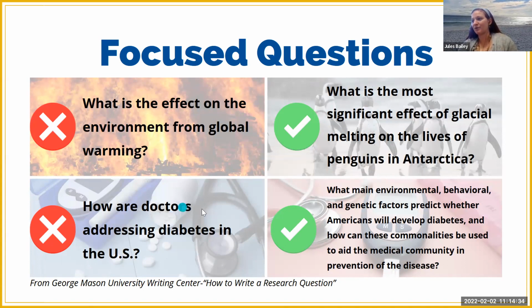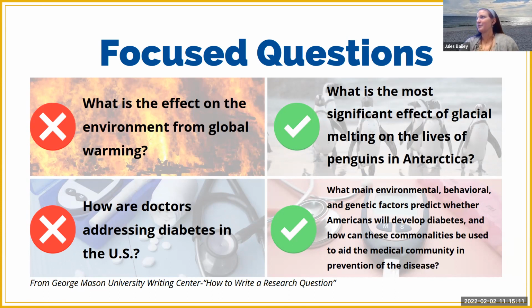Instead of just asking, how are doctors addressing diabetes in the United States? Your question could be, what main environmental, behavioral, and genetic factors predict whether Americans will develop diabetes? And how can these commonalities be used to aid the medical community in prevention of the disease? So you can see here, your questions are not general questions about a topic. They're specific questions that focus on a unique aspect of a topic, because again, the purpose of the undergraduate research symposium is so you can participate in and further the scholarly conversation.